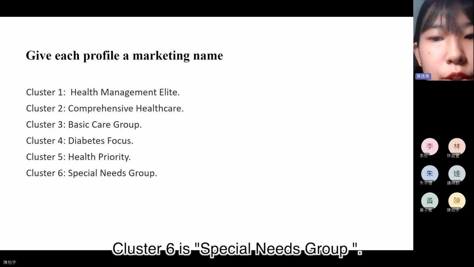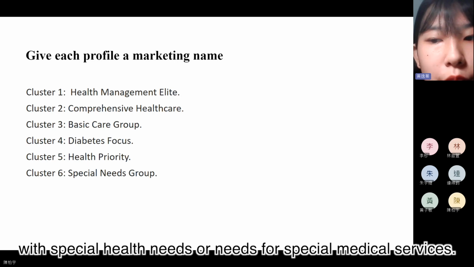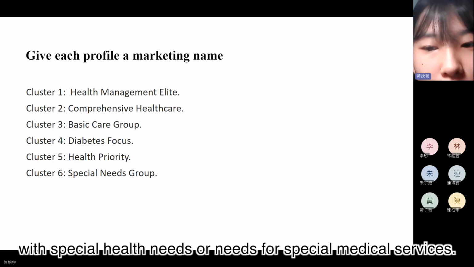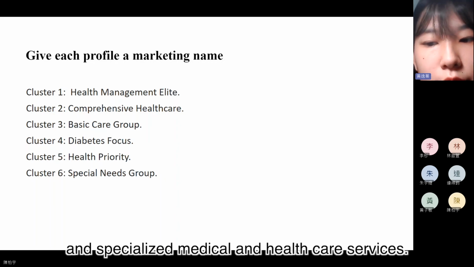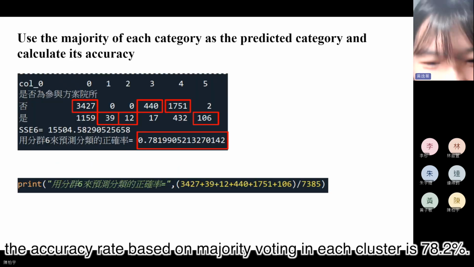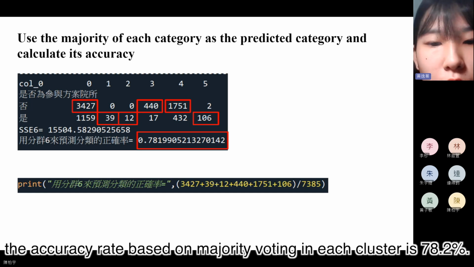Cluster 6 is special needs group. This cluster may include people with special health needs or needs for special medical service. They may require more personalized and specialized medical and health care service. Finally, the accuracy rate based on majority voting in each cluster is 78.2%.